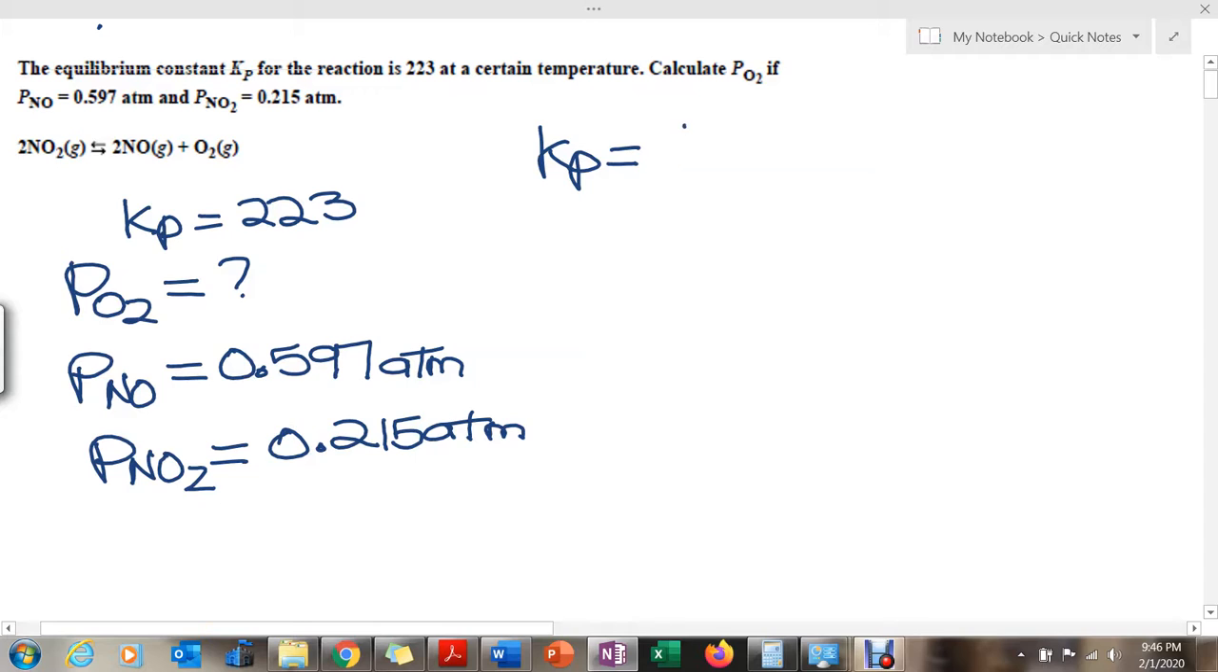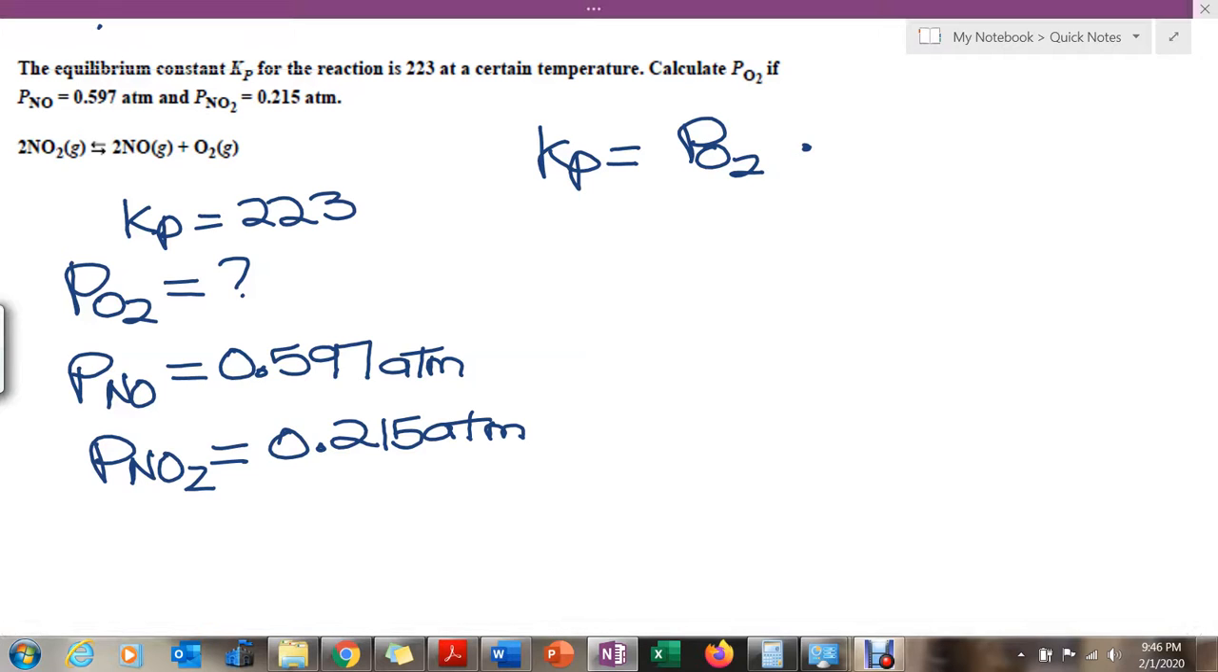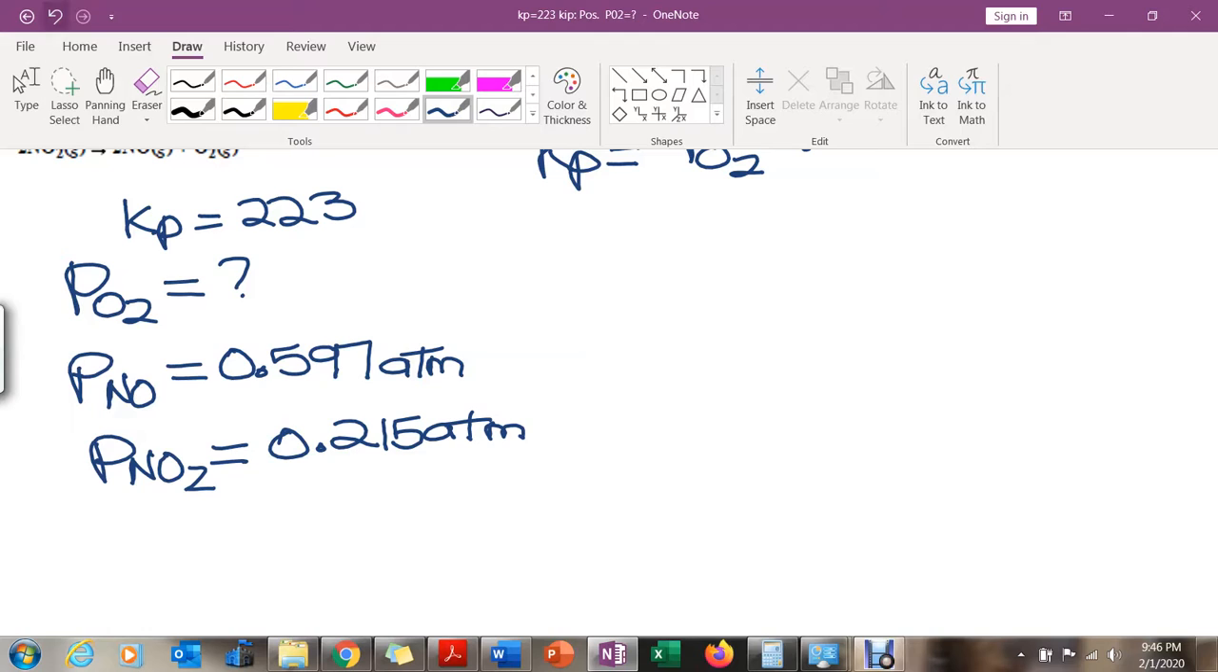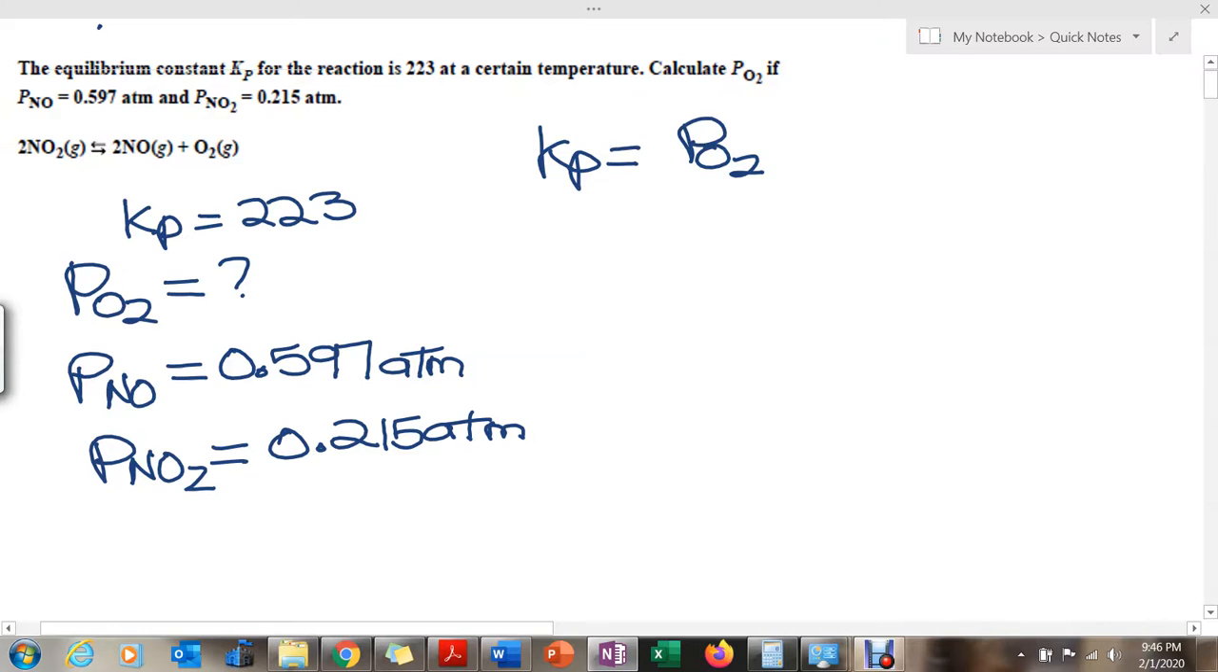In this case, it's the pressure, so it would be the partial pressure of O2 multiplied by the partial pressure of NO, sorry, to the square, because it has a coefficient here. And on the bottom is always the reactant, and it would be the partial pressure of NO2 to the square. Don't forget to always put the square for the reactant.